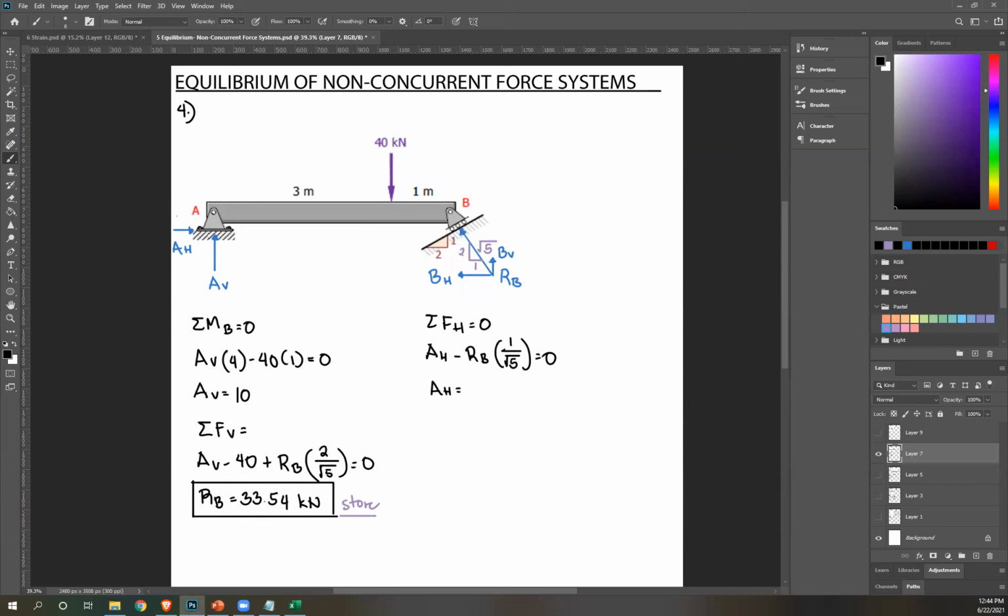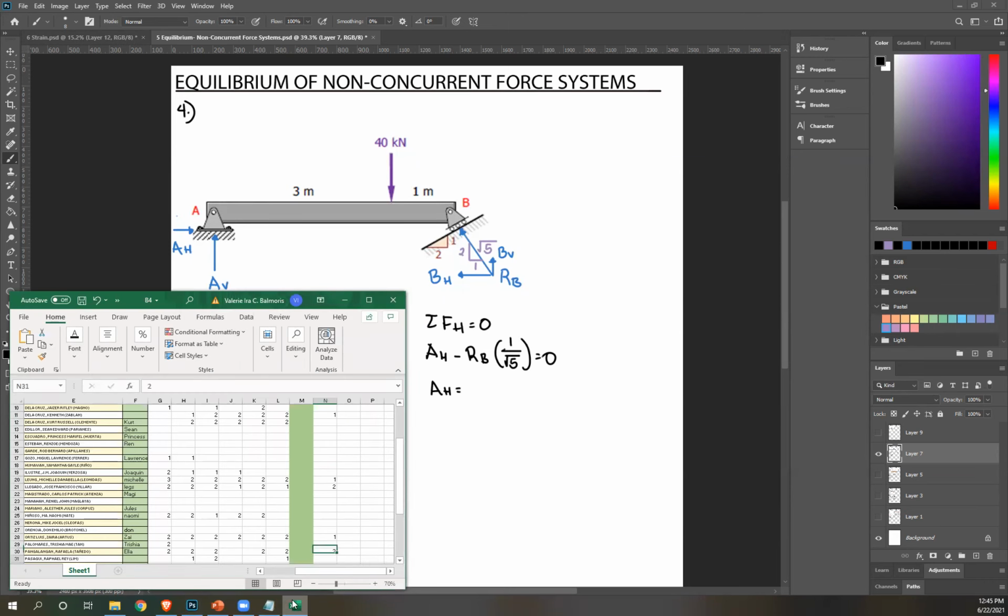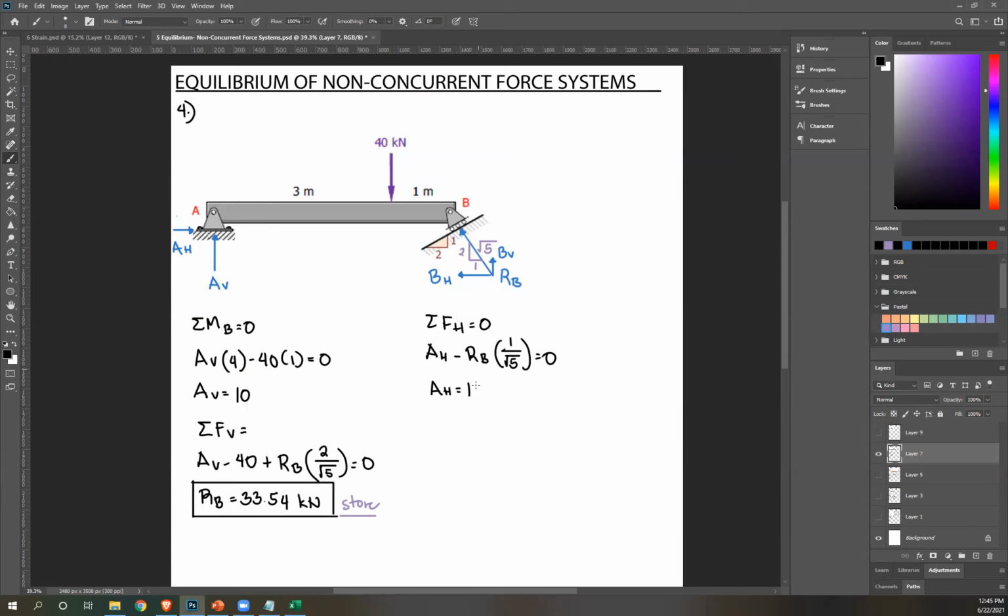It's positive 15. Correct, Michelle and Rafael. Then we're not done. We need to get RA. And RA, the resultant, since we now know the components, is just the square root of AV squared plus AH squared. AH is 15, AV is 10. Please solve what's RA.